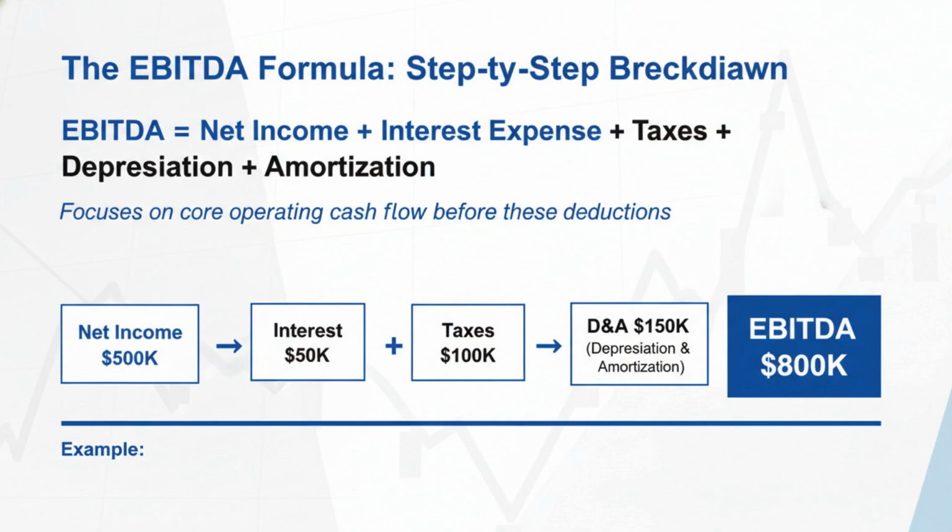This process helps to strip away the effects of a company's capital structure, tax situation, and non-cash accounting entries, giving us a clearer picture of its underlying operating performance. Let's look at a simplified example to illustrate this concept. Understanding this calculation is fundamental before we delve into its pros and cons.